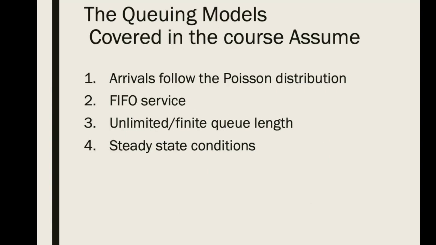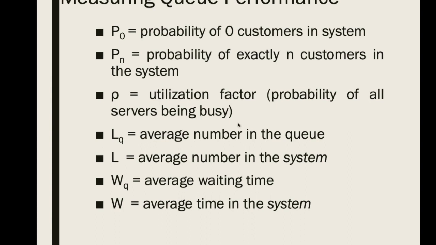What is the utilization factor of the server, and the probability of all servers being busy? What is the average length in the queue, and what is the average length in the system, that means queue plus the customers who are being served? Similarly, what is the average waiting time of a customer in the queue, and the average waiting time of a customer in the system, that means queue plus the service time? So these are the performance measures we will find out from any given queuing scenario.